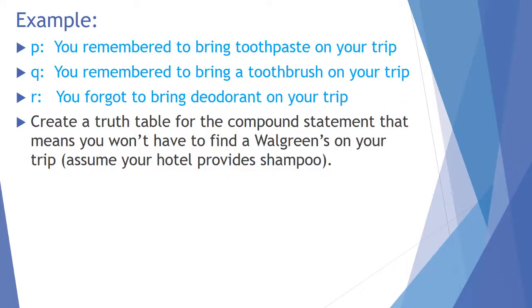Okay, let's do one last example here with 3 simple statements. Let's let P be the fact that you remembered to bring your toothpaste on your trip. Q is the statement that you remember to bring your toothbrush on your trip. And R is you forgot to bring deodorant on your trip. So let's create a truth table for the compound statement that means you don't have to go find a Walgreens on your trip and get supplies. That is to say, we want to make a compound statement that says you remembered everything.